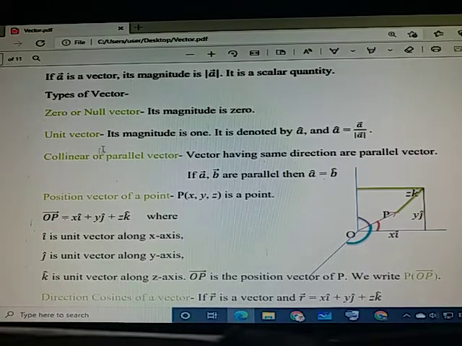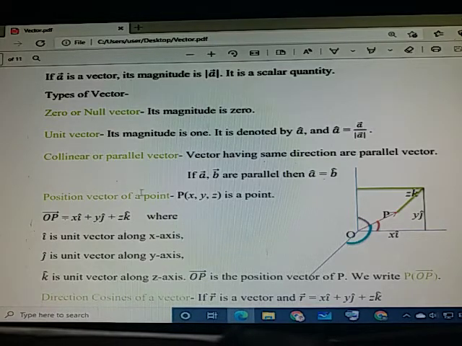Then the unit vector. Some vector is given, and you divide it by its modulus. Then the modulus of the result is equal to 1, so this is the unit vector. The unit vector speaks about the direction of the vector. Then collinear or parallel vectors: two vectors are collinear or parallel if they are equal. Equal means equal in components.